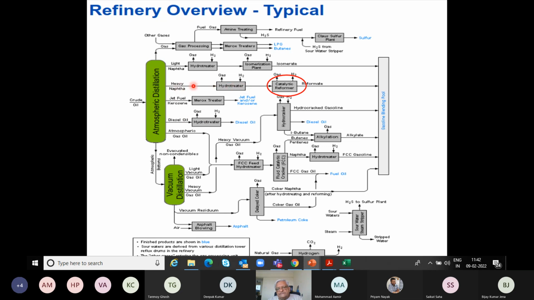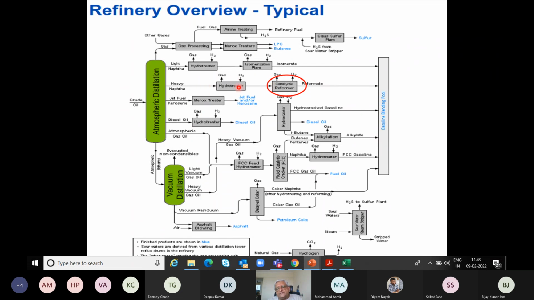And this heavy naphtha is first hydrotreated, and I'll talk about that later, why we hydrotreat it. And then actually it is the major feed, the staple diet to a catalytic reformer. So the heavy naphtha, which is something like a fraction boiling between 105 to something like 165 or 180 degrees Celsius, is what is actually added as a feed.